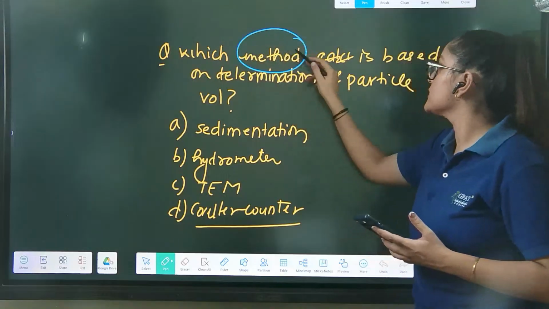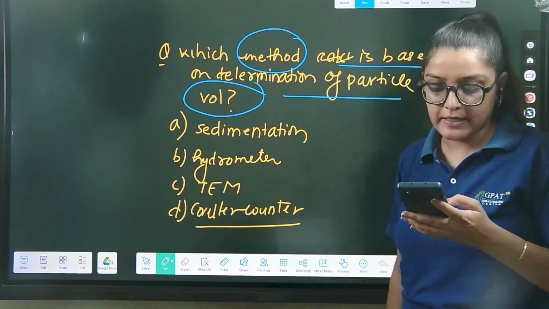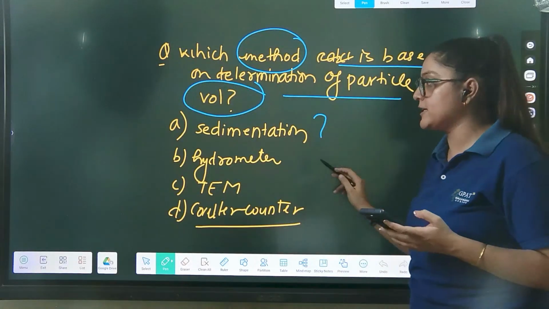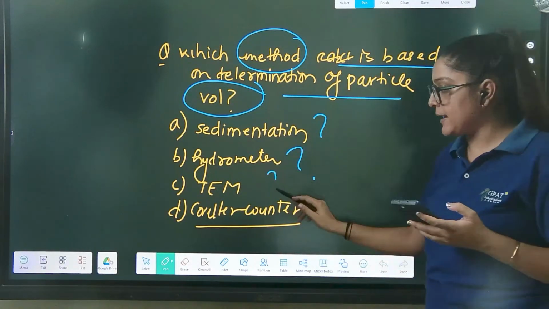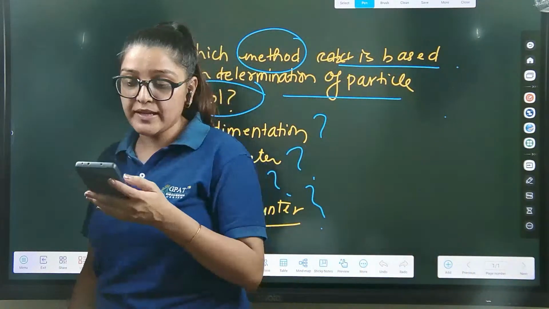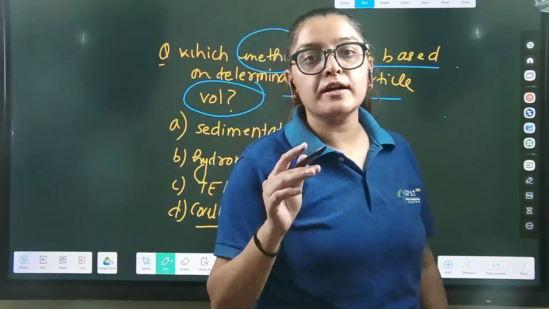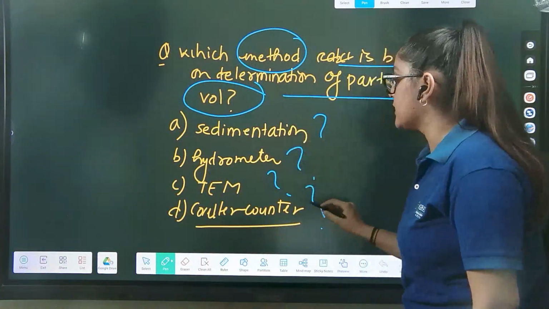Which method uses the end result as determination of the particle volume? Is it sedimentation, hydrometer method, TEM method or Coulter counter method? Very good, very good. Right. So yes, correct. So we have already seen the Coulter counter method.